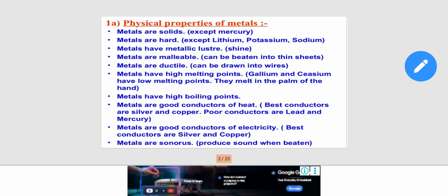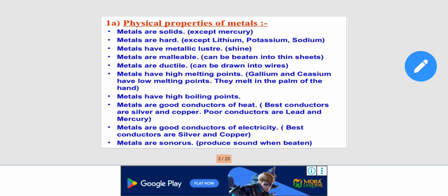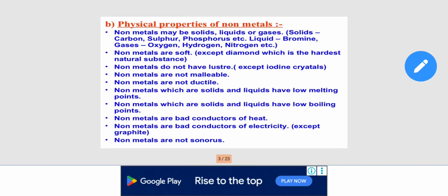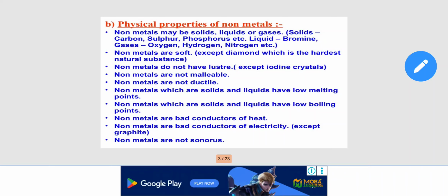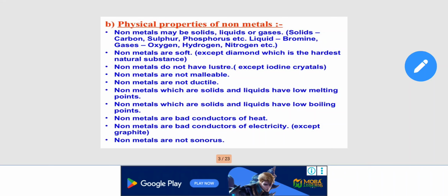You can remember that poor conductors are lead and mercury. Metals are good conductors of electricity. Okay, metals are sonorous, they also produce sound when beaten. Next, you can remember mercury is a metal but it is liquid at room temperature. Okay, all are solid but you can remember this.